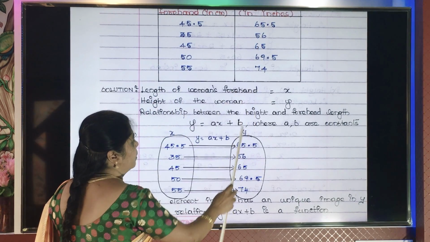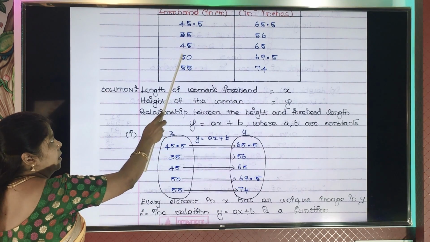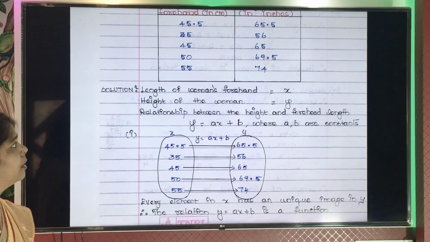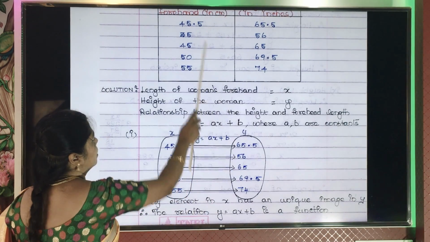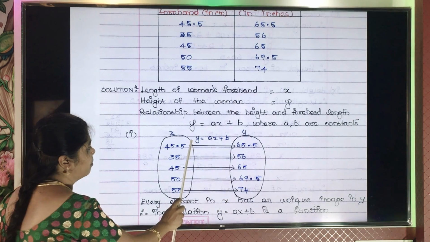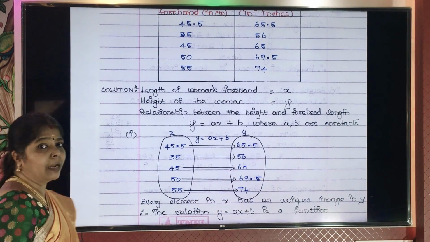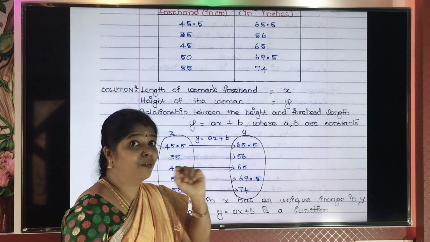I am drawing two sets. And as per the data given in the table, I am mapping the elements. I am mapping this with this. Okay, and I am writing the given condition also. Now I am checking those two points for a function.